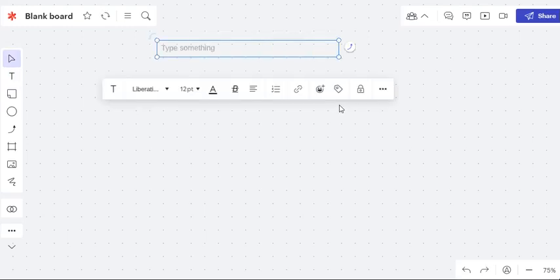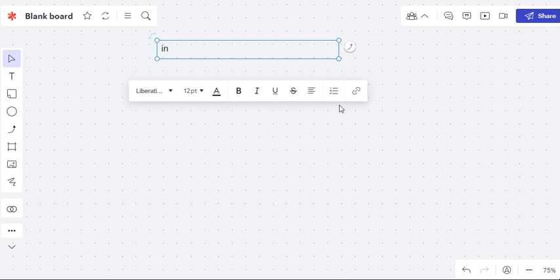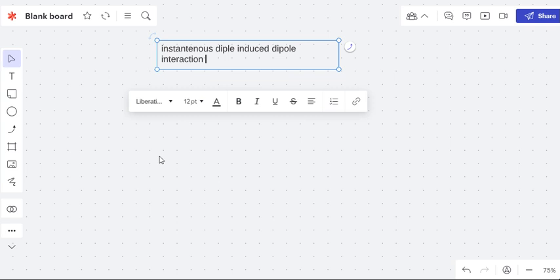So now today I'm going to talk about the last Van der Waals force, which is in the molecular forces: the instantaneous dipole induced dipole interaction, which is also known as London or dispersion forces.